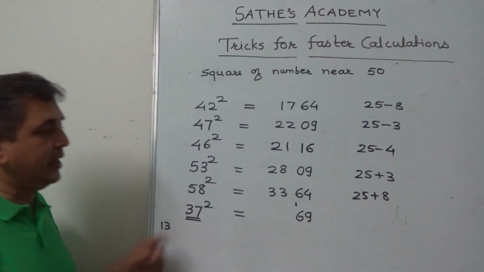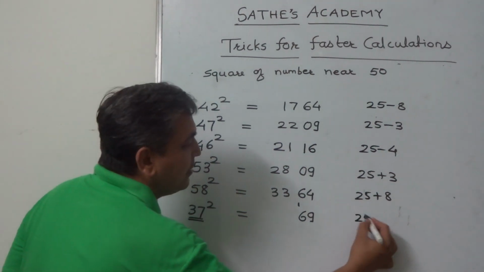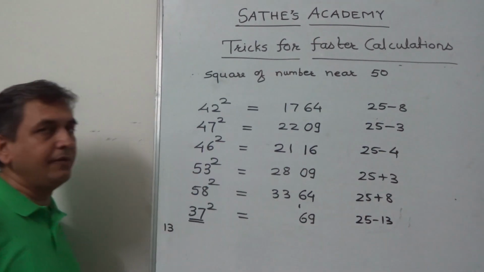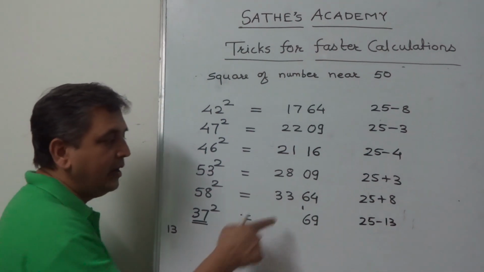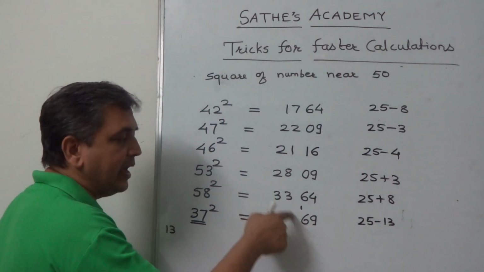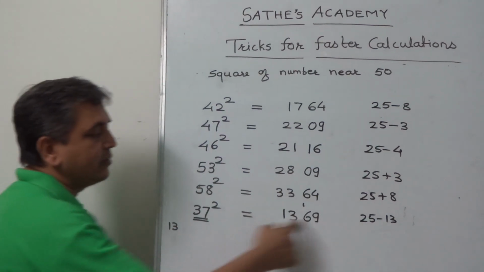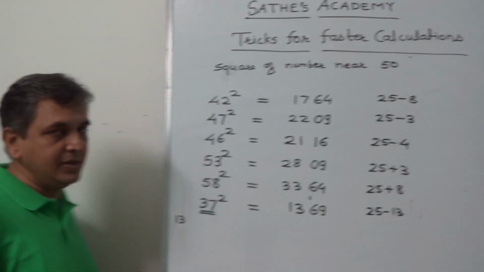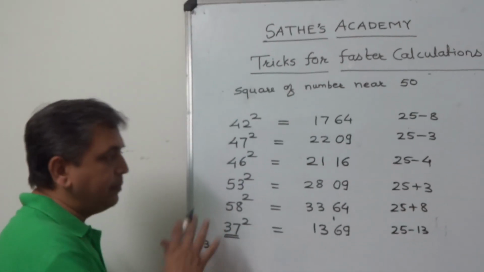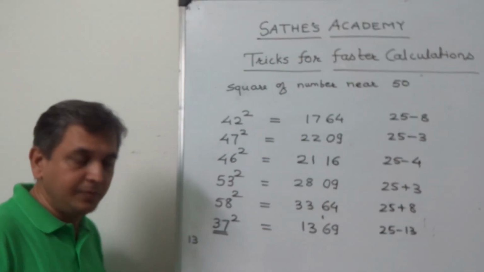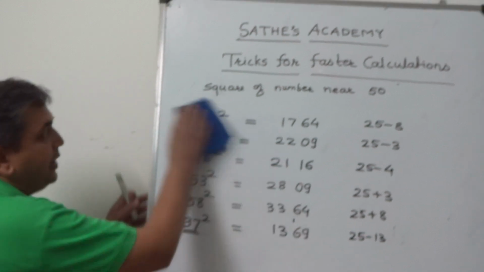Now the difference is 13, so we have to write 25 minus 13. 25 minus 13 is 12, and to that we add this carried 1. 12 plus 1 is 13. So 37 squared will be equal to 1369. I hope this method is clear to you. We go for the next trick.